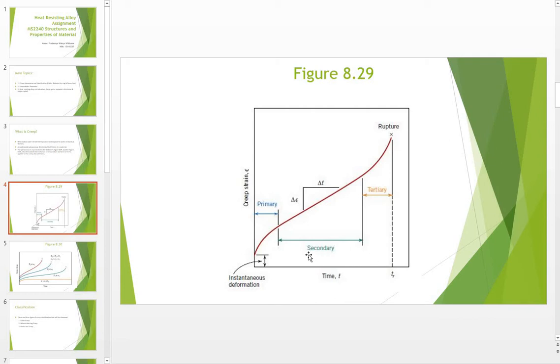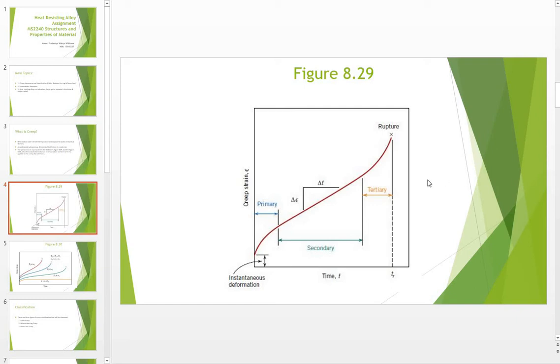And the second part is the secondary region. From the curve we can see that the rate is constant, and the slope is linear, and also it has the longest duration of the three regions. This slope happens as a result of the balance between strain hardening and recovery. What is recovery? Recovery is the process in which a material becomes softer, thus it's easier to be deformed.